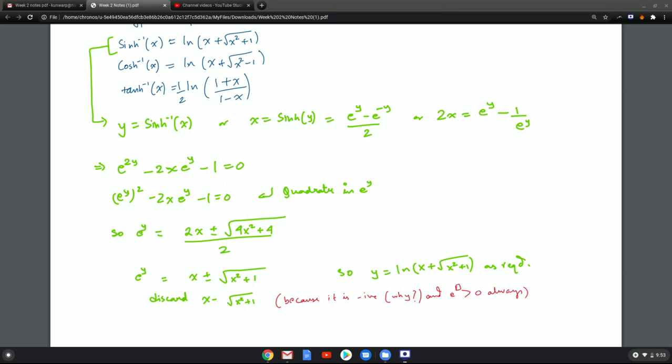Now at this point, you can derive, and I would highly recommend you derive, the expressions for cosh inverse and tanh inverse using this as a reference point.